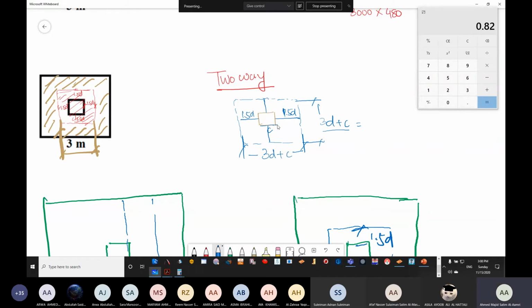C is the column. Yes, this is the column. Calculate this. So it's going to be 1.84. So 1.84 meter is the side of this particular square. Do you agree that 1.84 is the side of the square?